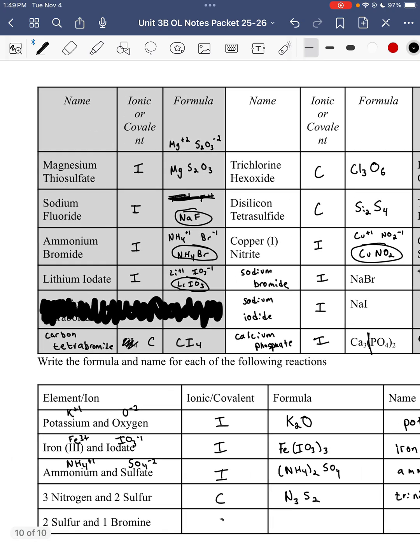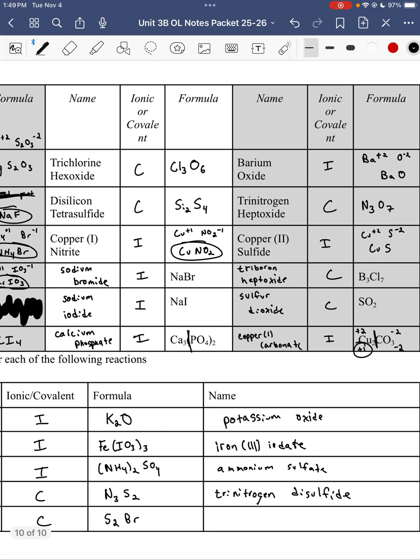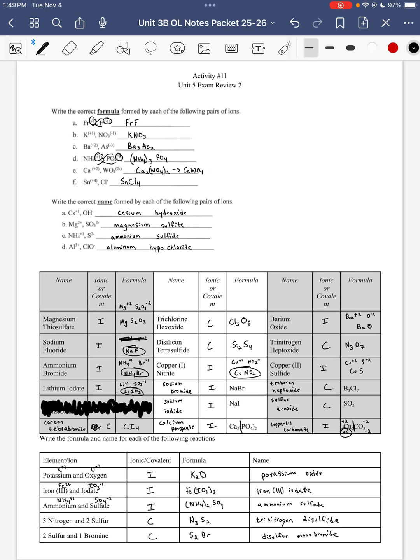And lastly, I have sulfur and bromine, another covalent compound. 2 sulfur, 1 bromine would be S2Br. Therefore, my name is disulfur monobromide. I do have to include that mono if it's the second one. So disulfur monobromide gets me there.